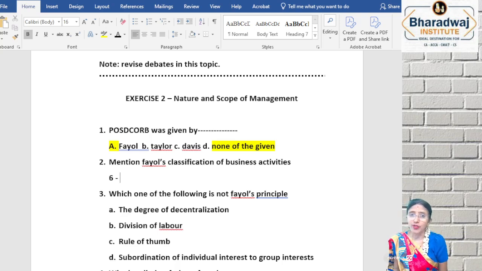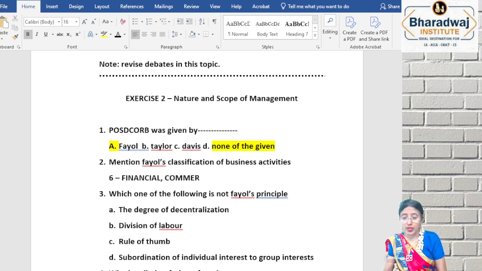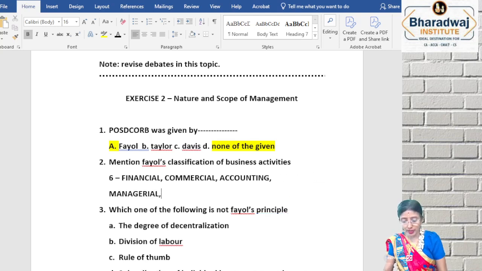Search for funds and optimum use of funds comes under dash. I gave you some categories. So financial is one. Commercial, very good. Accounting. Managerial. Security. Budgeting is not in it. It's not here at all.